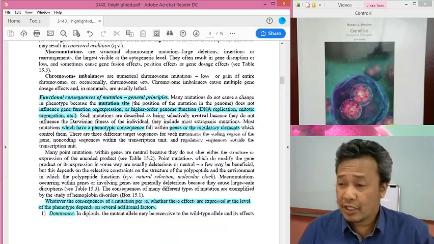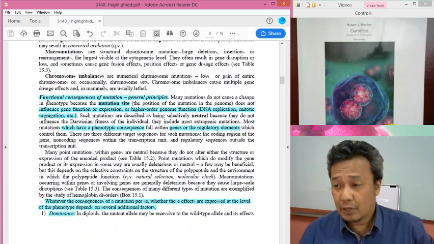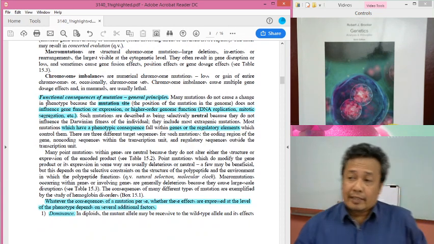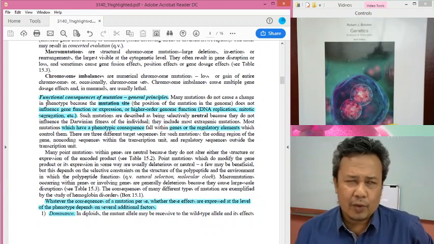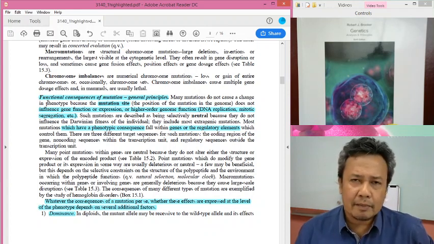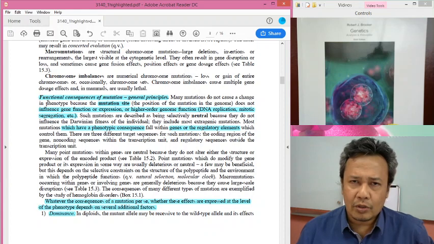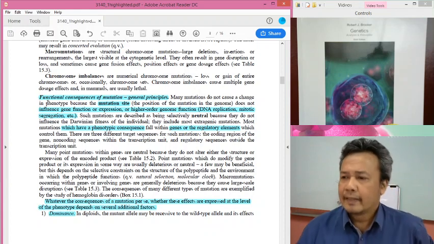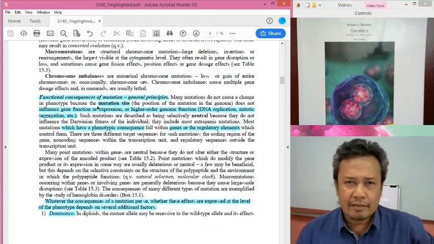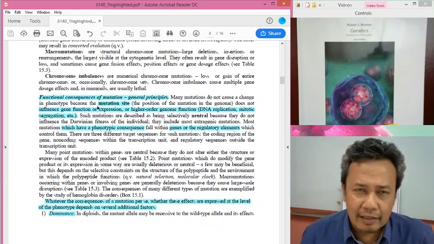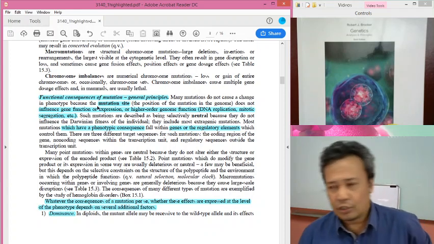After looking at structure, it will look at the functional consequence of mutation. It starts off by giving you the general principle of functional consequence. Whether or not a mutation gives a problem very much depends on the mutation site. So when you talk about mutation site, you'll be talking about genes and related sequences and non-genes.